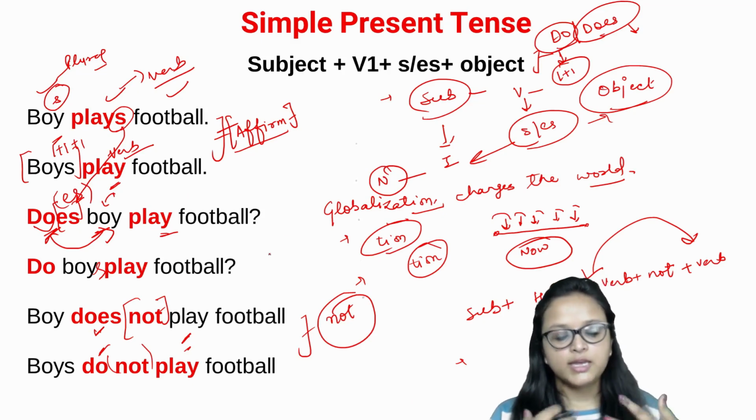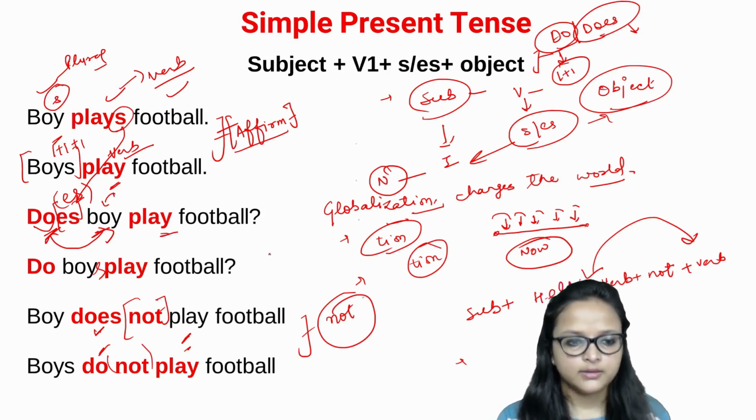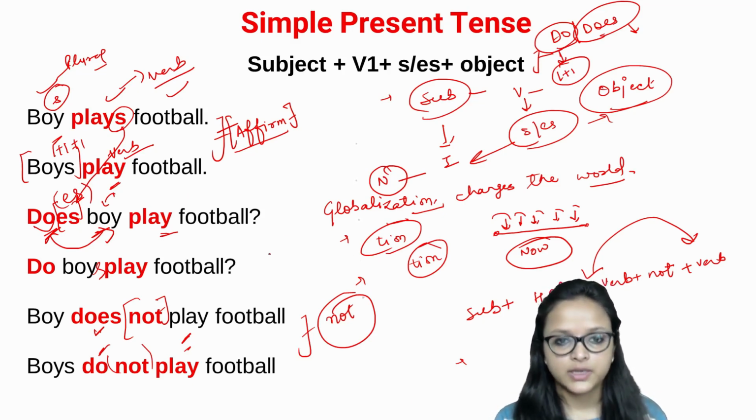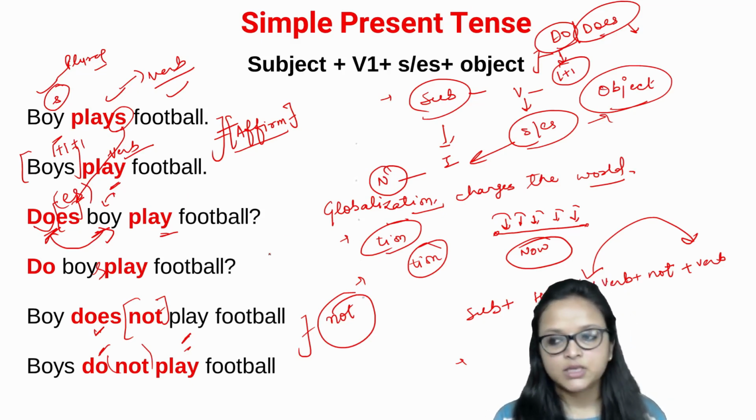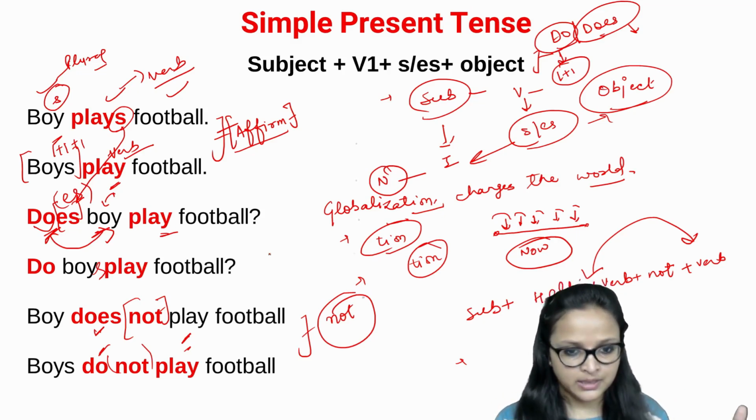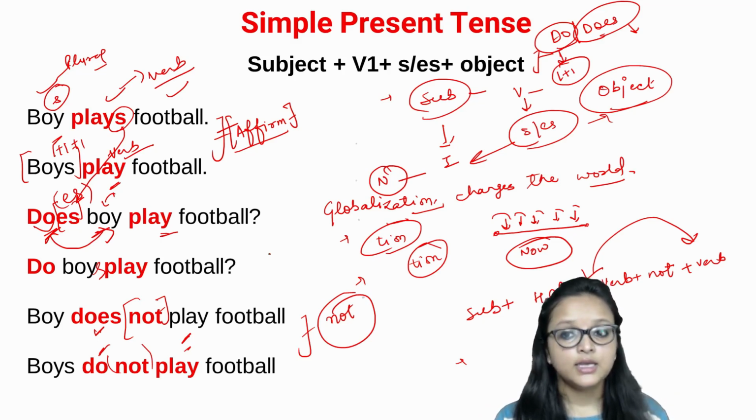Okay. So if I'm saying I do play cricket, what am I trying to say? It means I'm emphasizing my sentence. If someone asks you, do you play cricket? You can say, I play cricket. Or you can say, yes, I do. Or you can say, yes, I do play cricket and I love it. It means you are emphasizing your love for cricket.